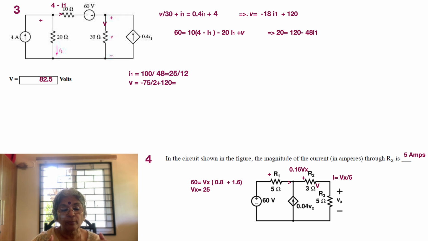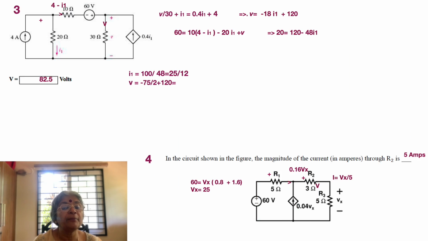Okay, so now let's come to the bottom part of the entire circuit, where all the 4 branches are now converging, in terms of currents. So now we have V by 30 from the 30 ohm resistor flowing downward. We also have I1 flowing downward, and then we have 2 current sources where currents flow upward. So V by 30 plus I1 is equal to 0.4 I1, that is a dependent source, plus 4.